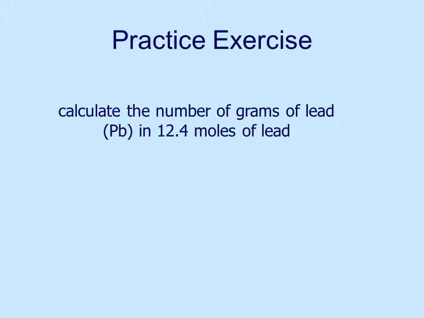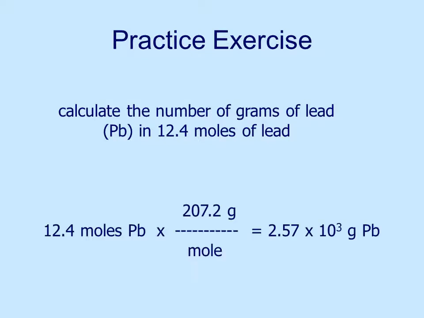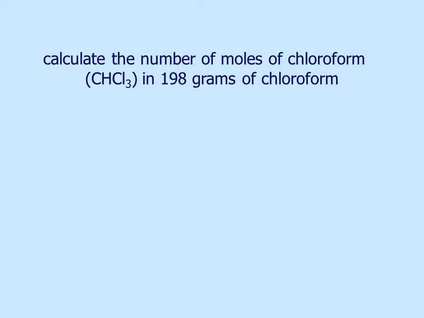Okay, calculate the number of grams of lead in 12.4 moles of lead. A little bit different kind of a problem, but we have 12.4 moles of lead times 207.2 grams per mole. How do we know that? We look on our periodic table and we find the atomic weight for lead. So that we come up with 2.57 times 10 to the 3rd grams of lead in 12.4 moles. Now, an easy way to double check this is to see that the units cancel and you're left with grams. So the moles cancel out. The units that are left over are grams, so you know you set the problem up correctly.